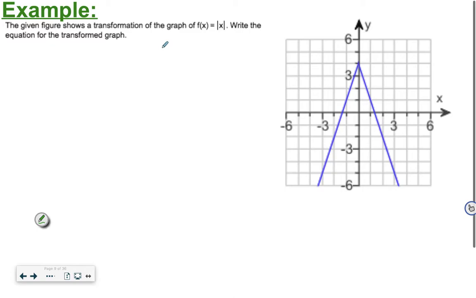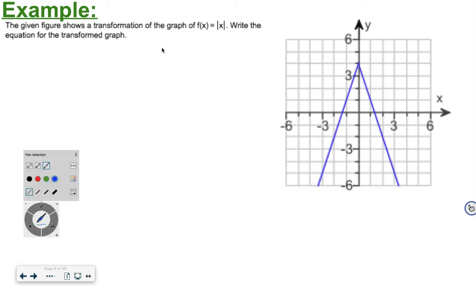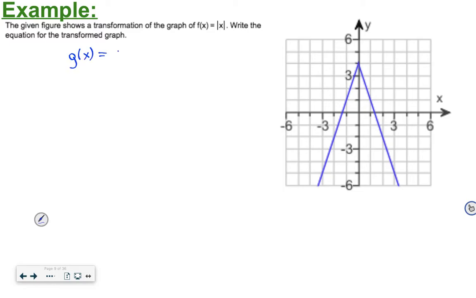This is the next question, ladies and gentlemen. This question is asking you to write the equation for the transformed graph. So remember, what is the general form of your absolute value function? g of x is equal to a times the absolute value of x minus h, plus k.